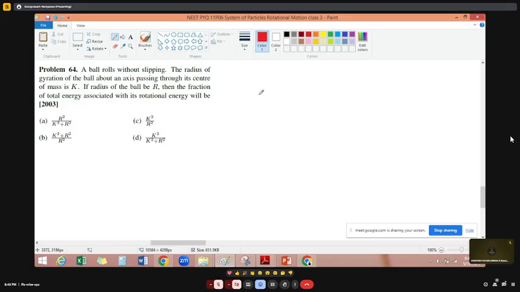Anybody preparing for JEE, not for NEET? Anybody in this group? Okay. So I will assume that all of you are preparing for NEET.